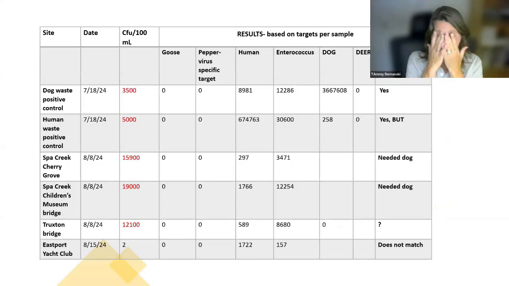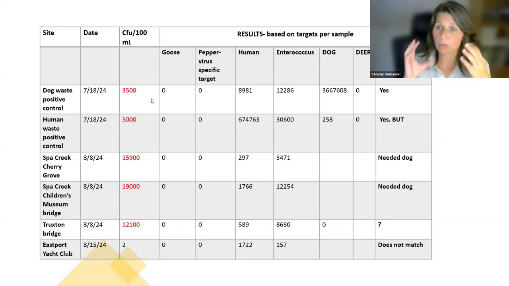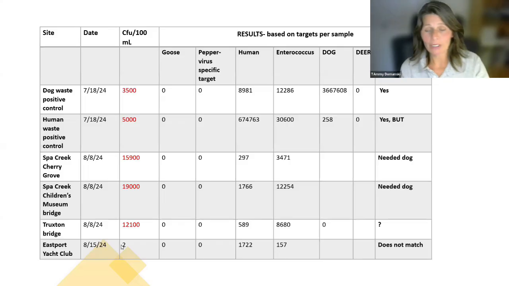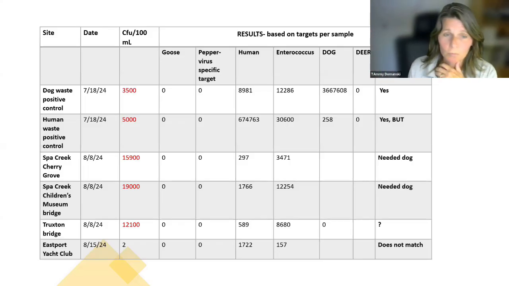So we sent some samples. This is a lot of data, so I'm going to give you the long and the short of it. These are the dates. We knew that the numbers of bacteria, the Enterococcus, were high. We knew it was contaminated, other than Eastport Yacht Club, which was our negative control because we knew it was going to be good.